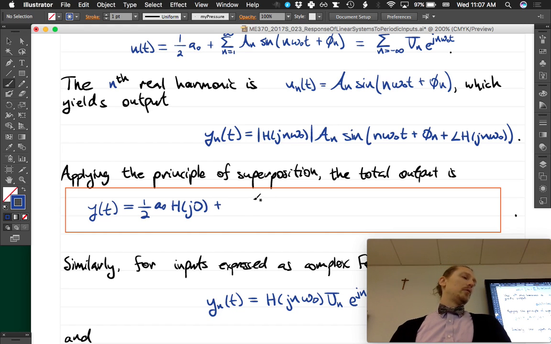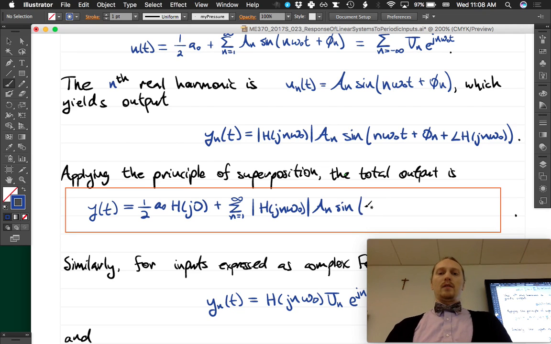And then plus all of these sinusoids, so we have to write another sum from n equals 1 to infinity of the magnitude of H of j n omega naught, times script A_n, sine of n omega naught t plus phi n, the input phase, plus the phase of the frequency response function, H of j n omega naught.